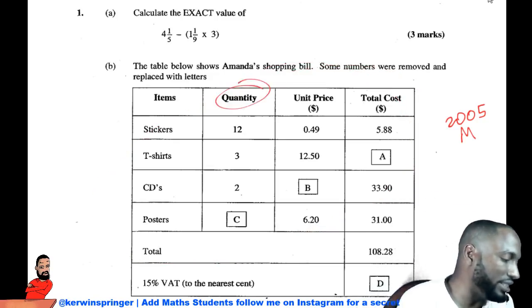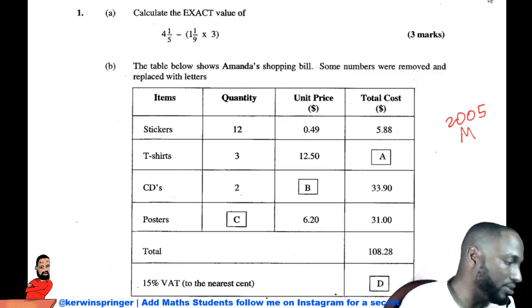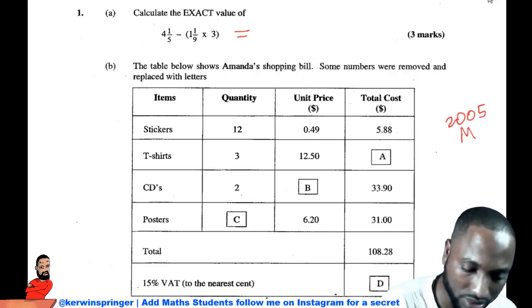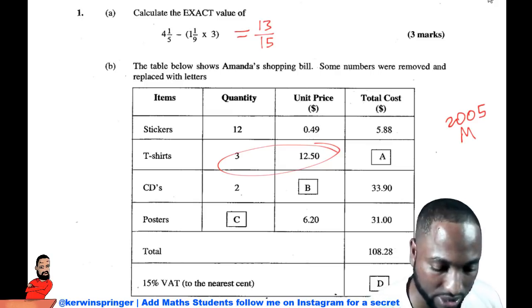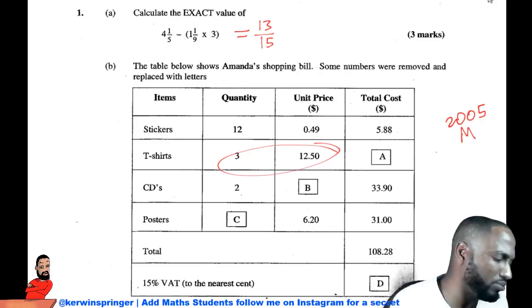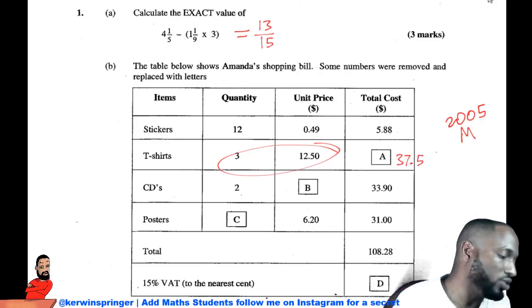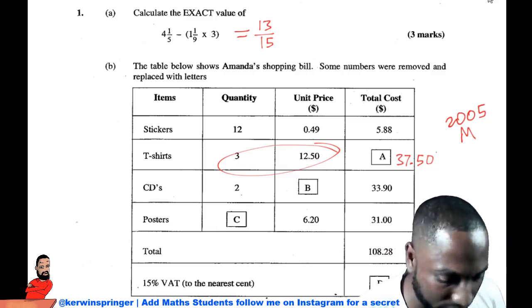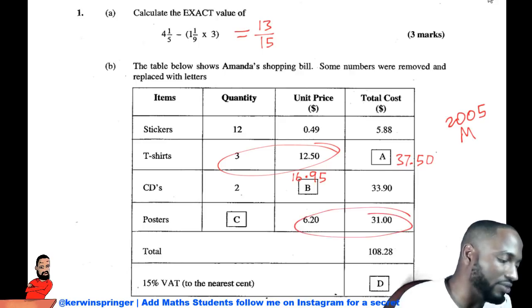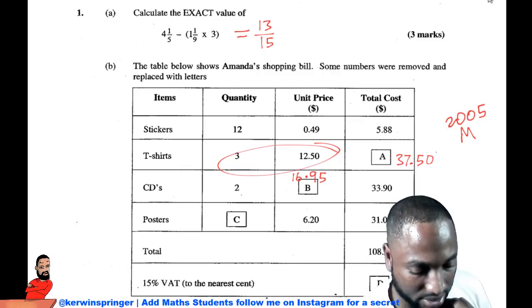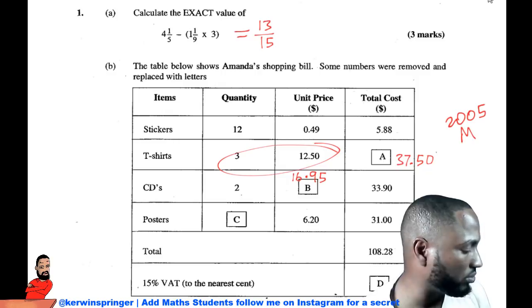So for the t-shirts, you have quantity and you have the unit price and then you have the final price. So there's a multiplication going on here. So 12 by this equals that. So we have, by the way, the answer for this was what? 13 over 50. So you just multiply these two. So A is 37.5. Yeah, I feel it now, 37.5. So we multiplied. To get this one, we have to divide 2 into that. B is 16.95. Yeah, I feel it now too. 16.95. And C, there's another division going to happen here. C is 5 exact.